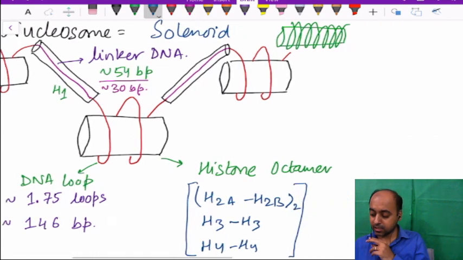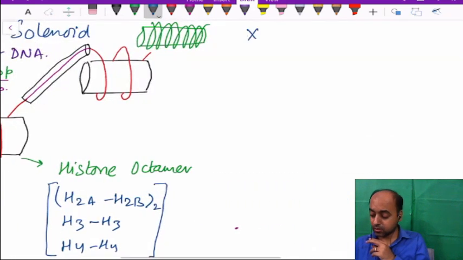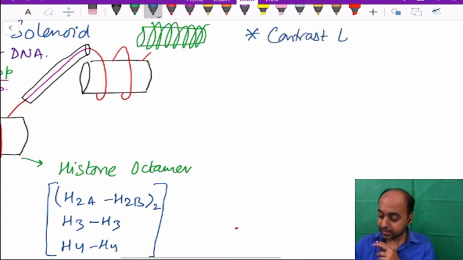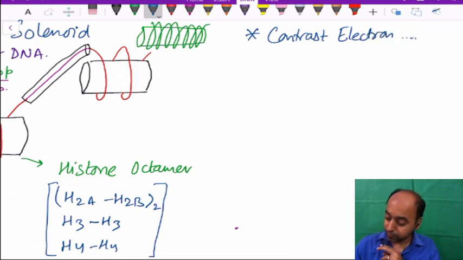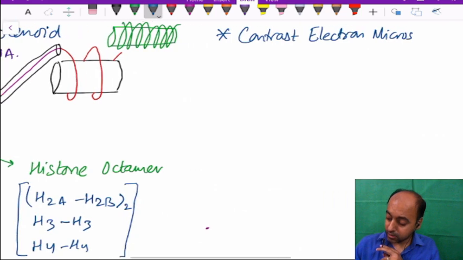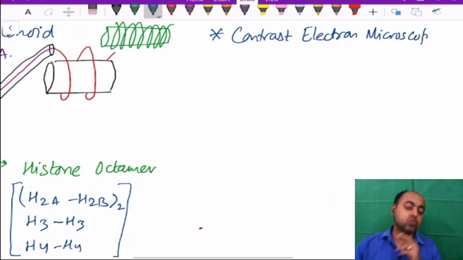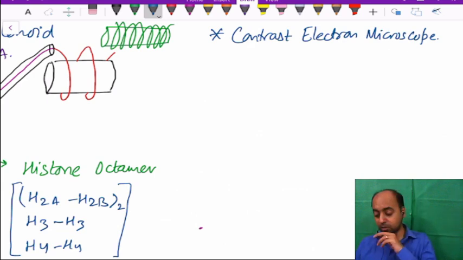All right. So this is the typical structure of the nucleosome as seen under the contrast electron microscope. This is a detailed version of the electron microscope where the computer fills in the colors on its own depending on the contrast. We can see the histone octamer, the DNA looping around the histone octamer, and the linker DNA.